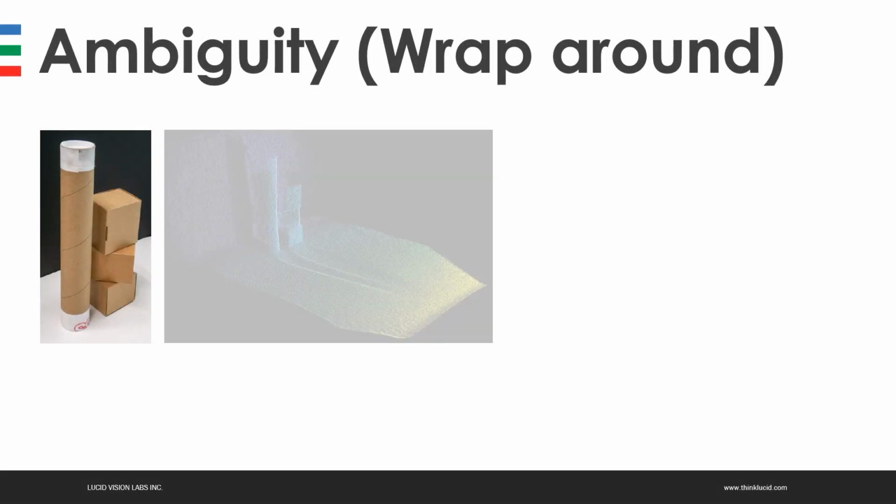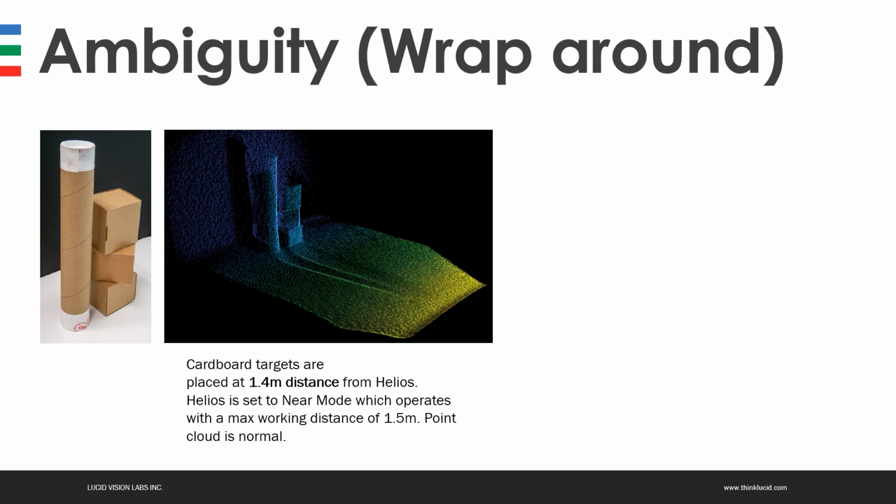Moving forward, another issue some people encounter is ambiguity or wraparound. In this example, we have some cardboard objects placed at 1.4 meter distance to the Helios. The Helios is set to near mode, which has a maximum range of 1.5. The objects appear at the very end of the point cloud and everything looks normal. But what if those objects got moved slightly past the maximum range? Say we move it to 1.7 meter distance.